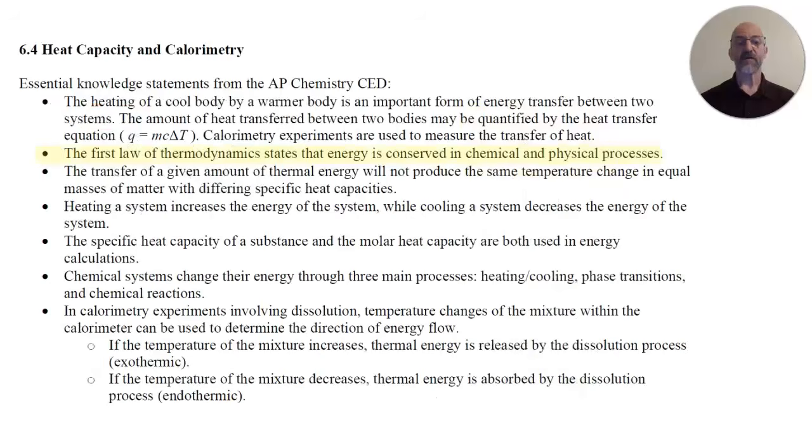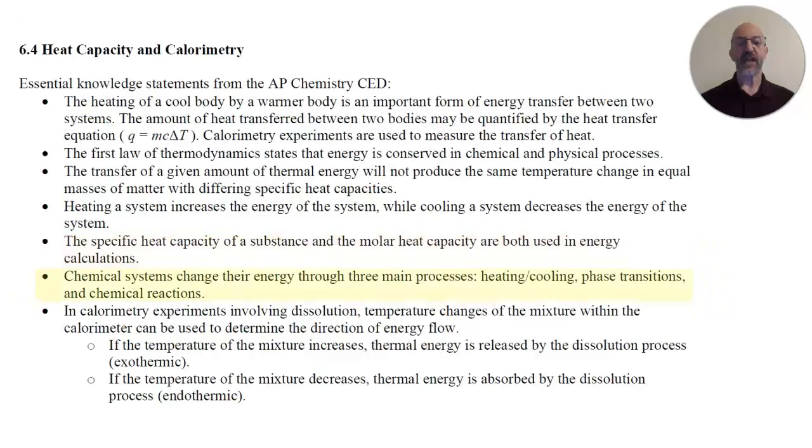The first law of thermodynamics states that energy is conserved in chemical and physical processes. The transfer of a given amount of thermal energy will not produce the same temperature change in equal masses of matter with differing specific heat capacities. Heating a system increases the energy of the system, while cooling a system decreases the energy of the system. The specific heat capacity of a substance and the molar heat capacity are both used in energy calculations.